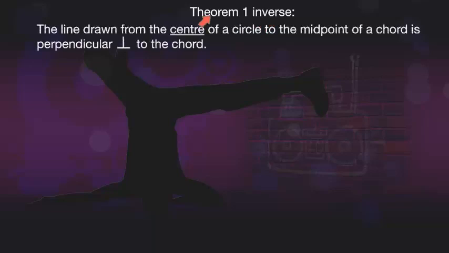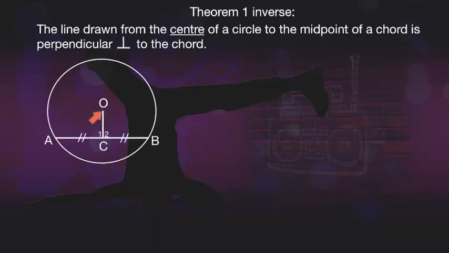Now the inverse tells us the following. The line drawn from the center of a circle to the midpoint of a chord is perpendicular to the chord. Now what does that mean? When we have a circle and we know this is the center and a line is drawn straight down to the midpoint of a chord, well, we know this because AC is the same length as BC, then we know that C1 and C2 will be 90 degrees.